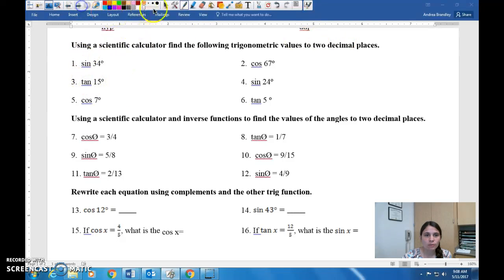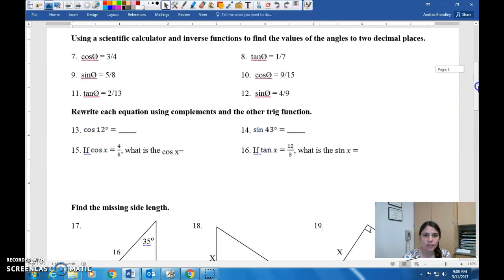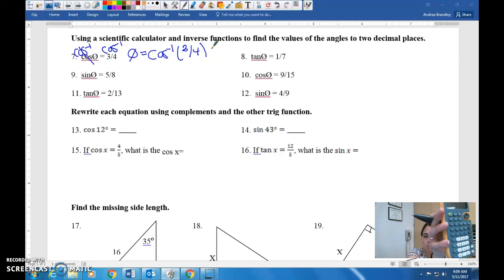And then starting on number 7, it's telling me the cosine of an angle is equal to 3 over 4. So in order to solve for this angle, I have to take the inverse cosine of each side. So then this cancels and theta is equal to the inverse cosine of 3 over 4. So again, it's those same buttons on your calculator, it's just right above them.